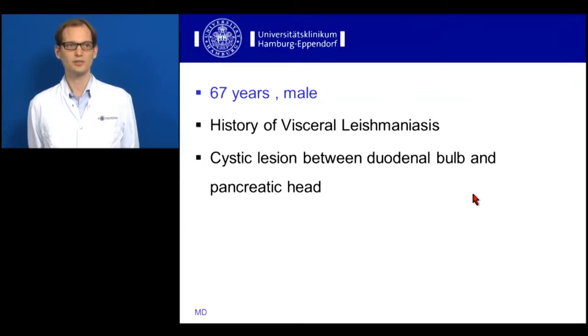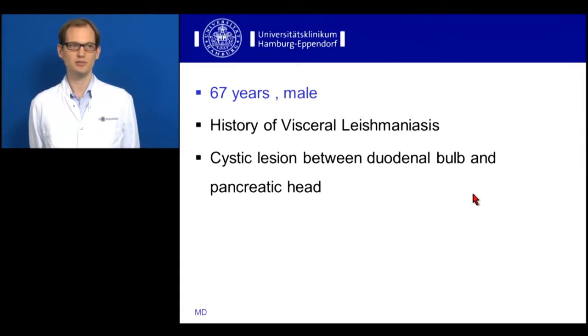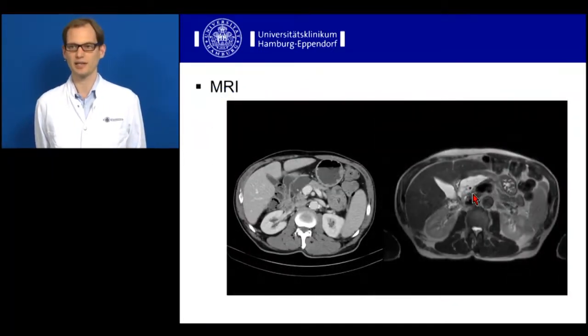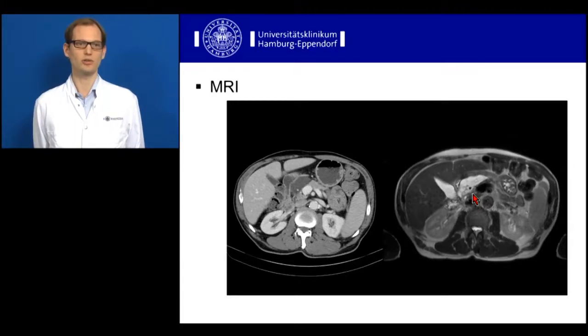The next case we are going to present to you is a 67-year-old male patient with a history of visceral Leishmaniasis. Imaging studies found a cystic lesion between the duodenal bulb and the pancreatic head. The red arrow on the right image indicates the cystic lesion found on MRI, and Professor Napoleon is now going to perform the EUS in that case.